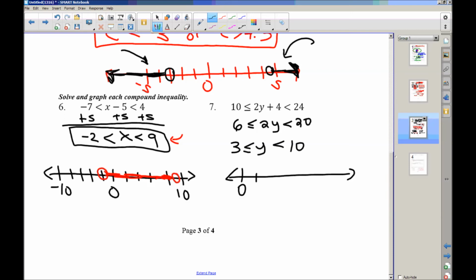Okay, so I'll make a little grid here. There's 0, 1, 2, 3, 4, 5, 6, 7, 8, 9, 10. And we'll plot 3. 1, 2, 3 gets a filled in circle. And 10 gets an empty circle. And we shade everything in between because our answers fall between 3 and 10. Now be careful with thinking that every and is shaded in between. Sometimes we get an and that's nothing. There is no overlap between the two things.